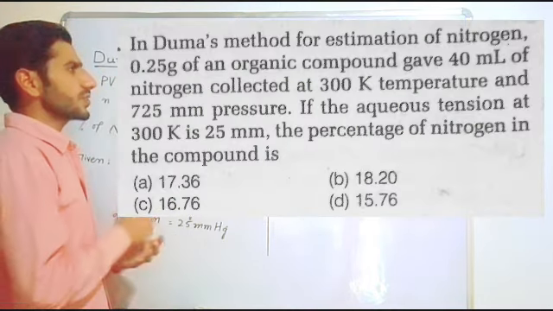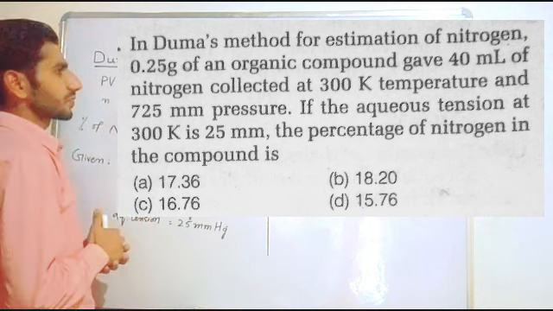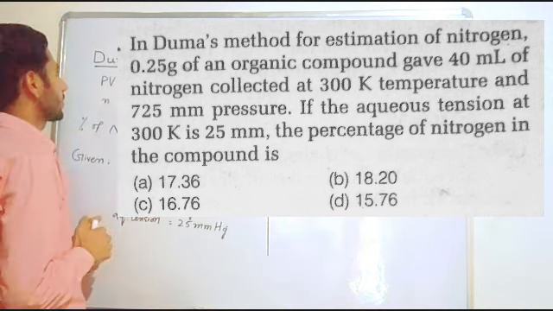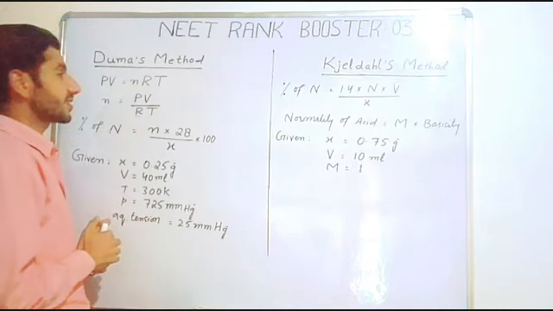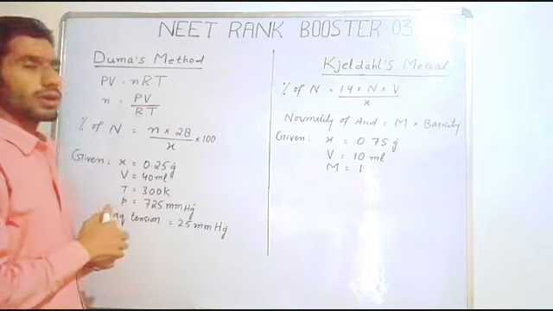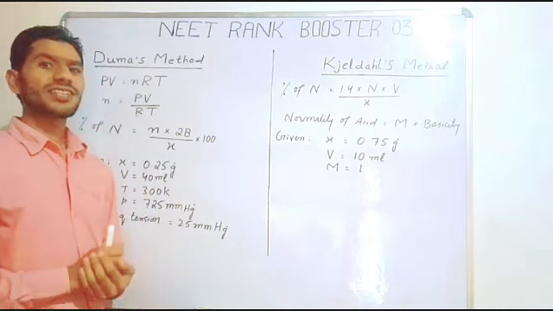So let's see the first question on your screen. We have to estimate nitrogen by which method? That is Duma's method. इससे हम कैसे estimate करते हैं nitrogen? First of all, remember that Duma's method is very important.